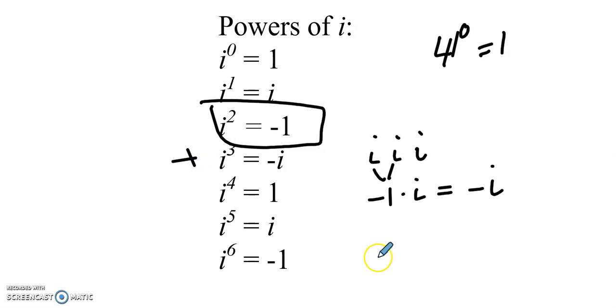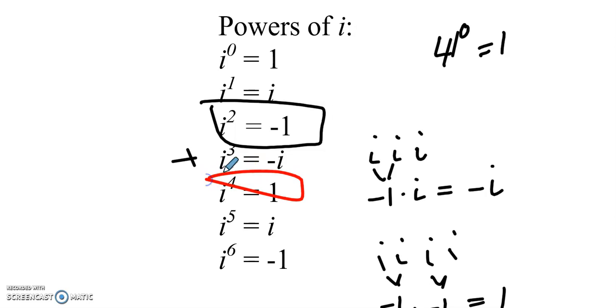If I have 4 of them, i times i times i times i, this is going to be -1 times -1, and -1 times -1 is 1. So this is also going to be really important, because any number I give you, if you can get it into a multiple of 4, it's obviously going to be a 1.